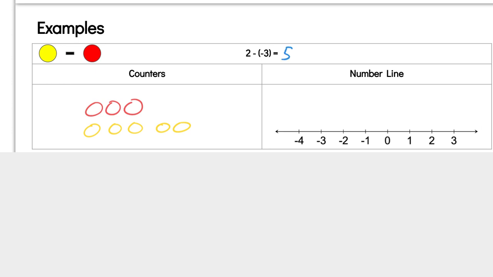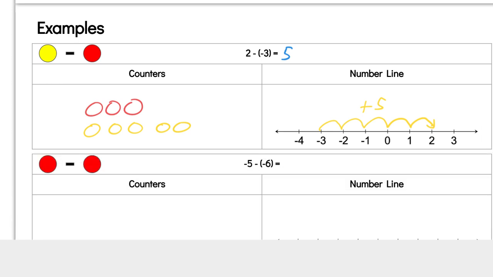Okay, on the number line it looks like this. I started at -3, and what did I have to add to get to 2? I had to add 1, 2, 3, 4, 5. I had to add 5 to get to 2.